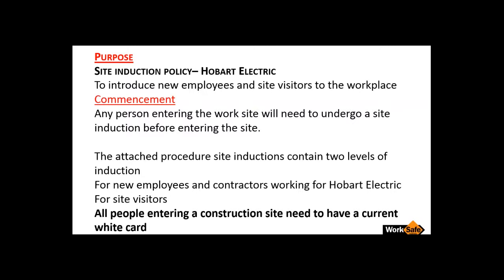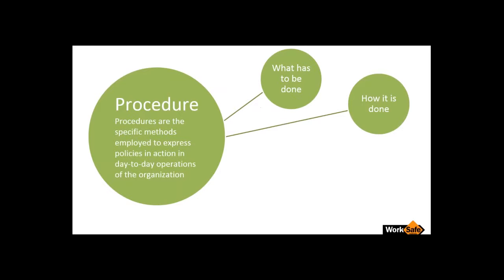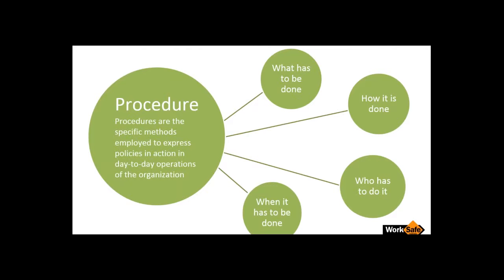So the next part we're going to look at is a procedure. So as the slide indicates, a procedure are the specific methods employed to express policies and actions in the day-to-day operations of the organisation. So basically what we need to work out is what has to be done, how it has to be done, who has to do it, and when it has to be done.